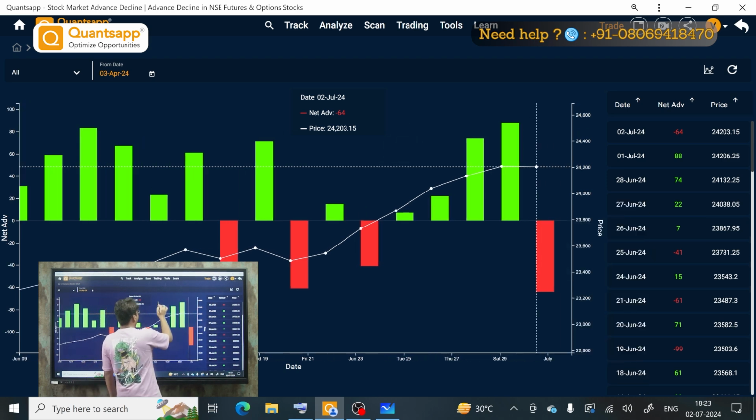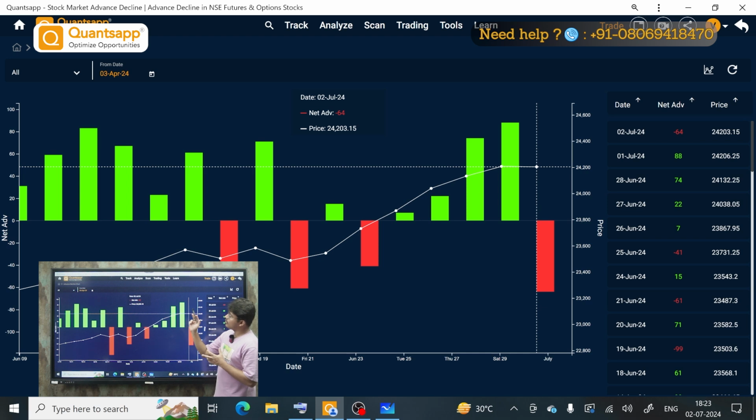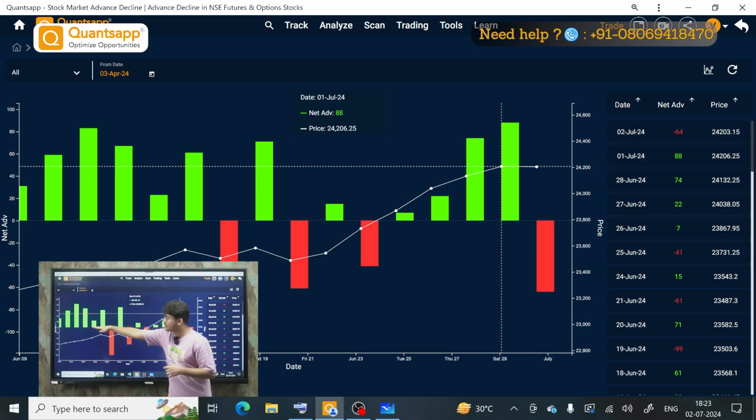After this, what I like to do is check whether the majority of the bars are green or red. As of now, since today net advance is negative, there is a red bar. When net advance is positive, there is a green bar. So this is the scale, this is 0.